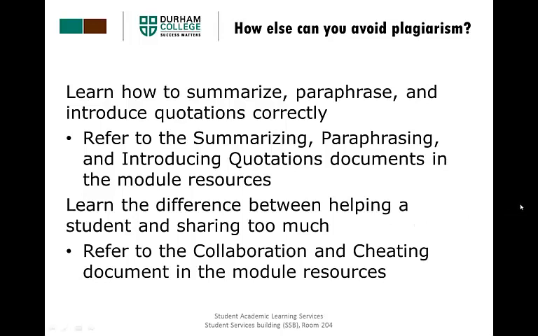Some other ways to avoid plagiarism are to make sure that you're clear about how to summarize and paraphrase and introduce quotations. Summarizing, as I said, is when you take a larger piece of text and condense it and put it into your own words. Paraphrasing is taking a piece of text and rewording it. It's usually about the same length, sometimes even a bit longer, and in that case what you're doing is rewording it, but in both cases you're referencing it, right? You're providing the information as to where it came from.